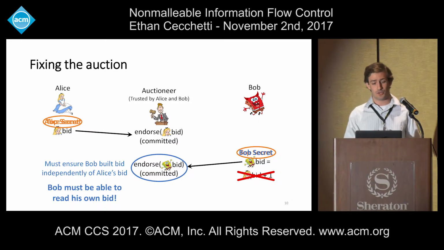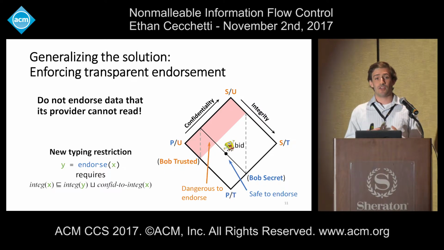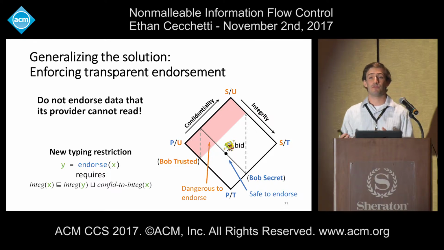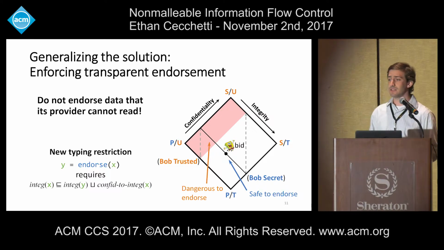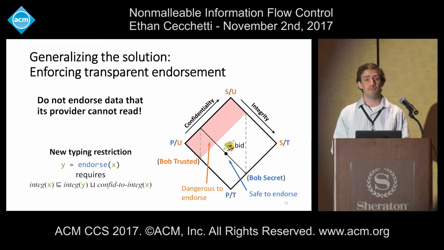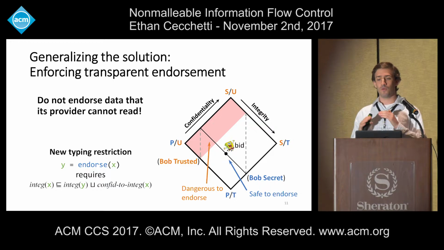If we generalize this solution, we arrive at the general enforcement mechanism for transparent endorsement. The intuition behind this enforcement mechanism is that we shouldn't endorse data unless the provider of that data can actually read it. So we shouldn't endorse Bob's data unless Bob is able to read that data. To see how we do this, we'll look at our lattice of labels. If we start with Bob's bid, in order to check whether or not we can endorse Bob's bid, we'll first check the confidentiality of Bob's bid. This is Bob's secret. And then we'll convert this confidentiality into an associated integrity level. In this case, that's Bob trusted.